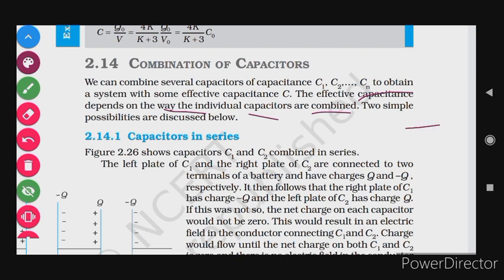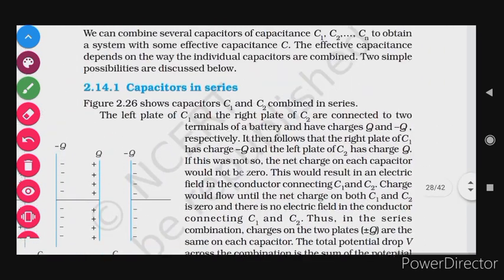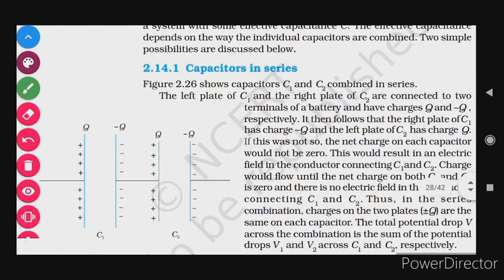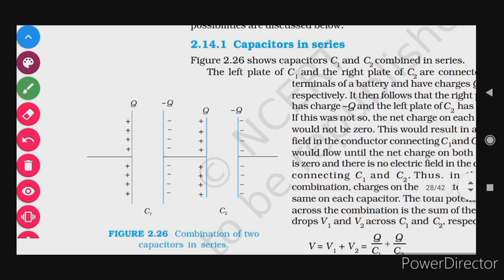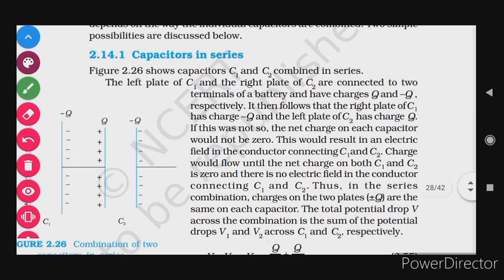Two simple possibilities are discussed below. The first possibility is the series combination, that has capacitors in series. In a series combination, we combine one end of both the capacitors together and one end will be free. That will connect to the battery or any circuit as required. Figure 2.26 shows capacitors C1 and C2 combined in series.